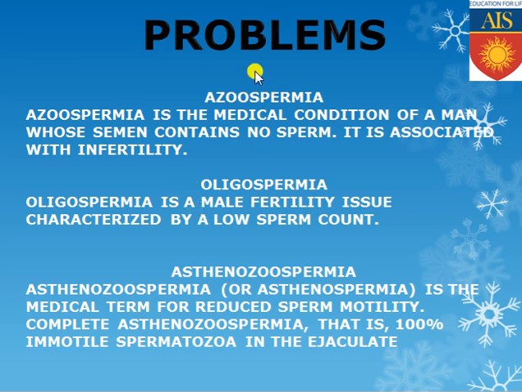So azoospermia, oligospermia and asthenospermia, these are the three different types of problems regarding male infertility.